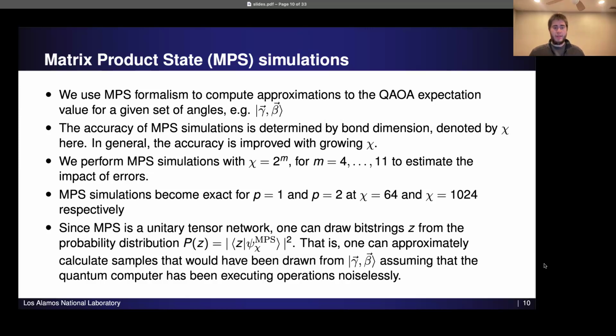Interestingly, the MPS simulations become exact for P equals 1 and P equals 2 at chi equals 64 and 1024, respectively. One reason this is interesting is that previously, our best classical simulation method was using light cone-based simulations. Because the problem is so sparse, you can look at light cone subparts of the problem and just simulate the mean expectation value there. We were able to do that for P equals 1 and 2, but past that, the entanglement grows too much. So classical brute force, enumerating through all of the subgraphs, all of the polynomial terms, no longer works.